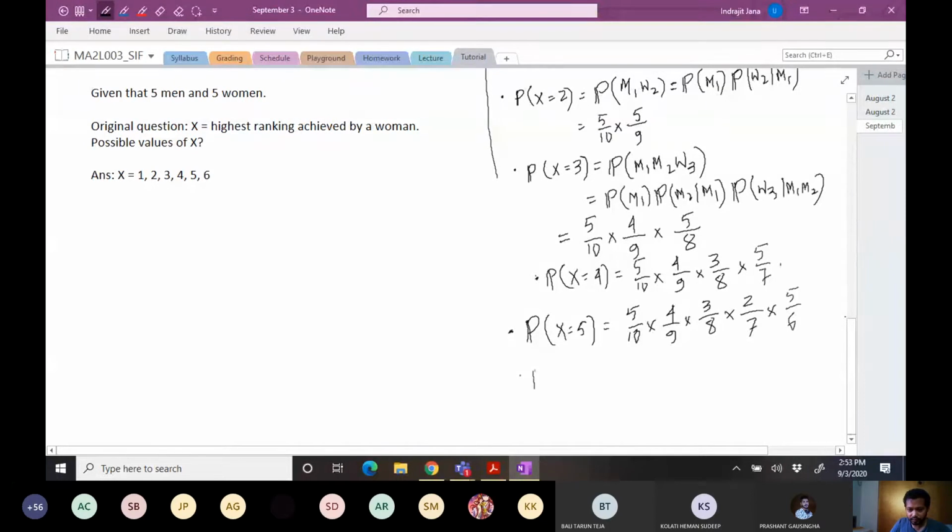And the last one, probability x is equal to 6 is going to be the same sequence: 5 over 10, 4 over 9, 3 over 8, 2 over 7, 1 over 6, and 5 over 5. That's it, and this is the end of the story.